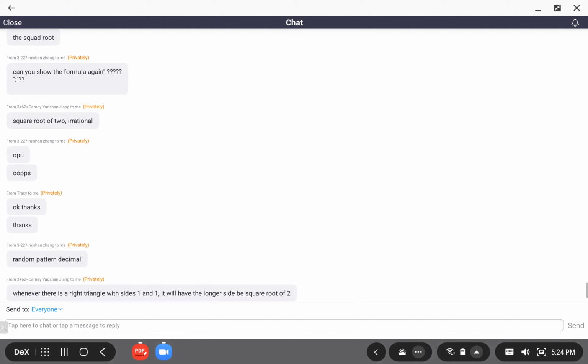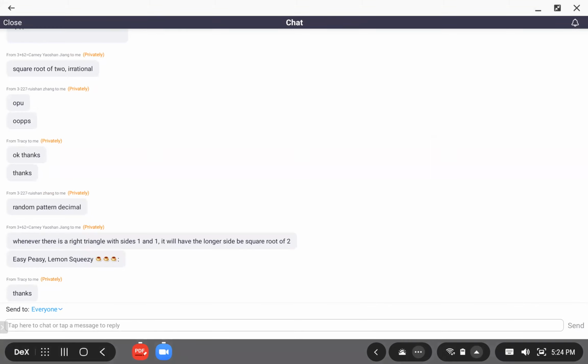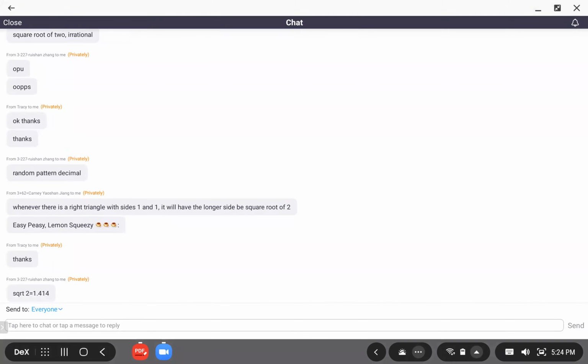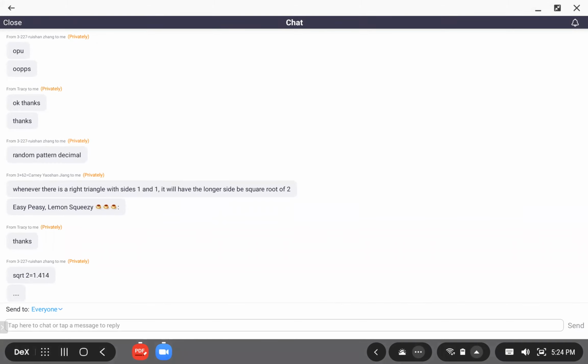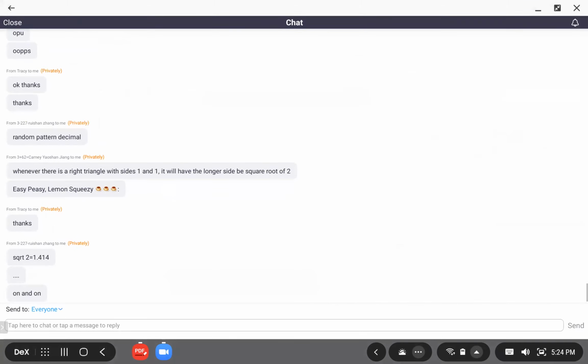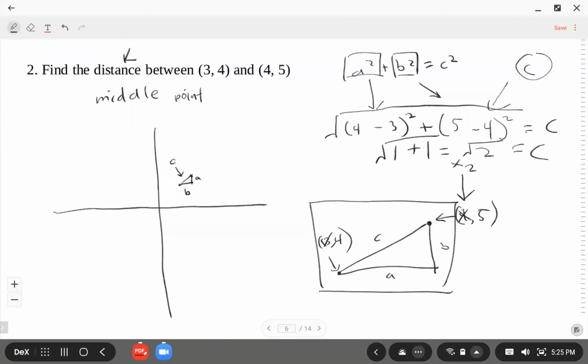Yes, Carney, that's right. Whenever there is a right triangle with the sides 1 and 1, the hypotenuse would be square root of 2, okay? And remember, we still have to find the middle point. But now we found the distance. The middle point is easy, right? We just have to find the average of it. Or you can just divide by 2, okay? Just divide by 2 and you get the middle point. So the middle point is really easy, divide by 2, okay?